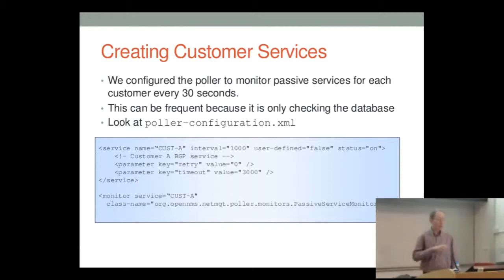And then we're going to be using the poller to monitor these services. For each one of these services that we create, we create a corresponding configuration that goes into the poller, and we are using the passive status keeper to keep a check on this. Because it's not going out and polling a device, we can do this pretty frequently. So that's our poller configuration there.